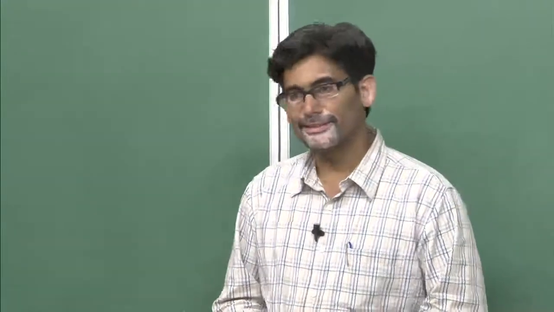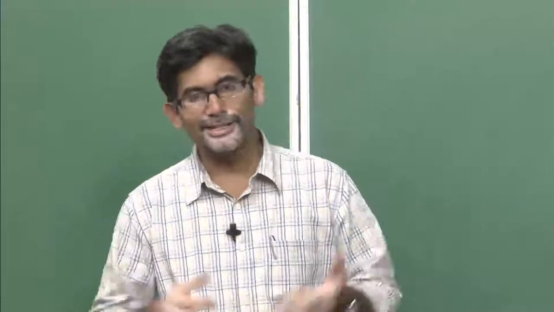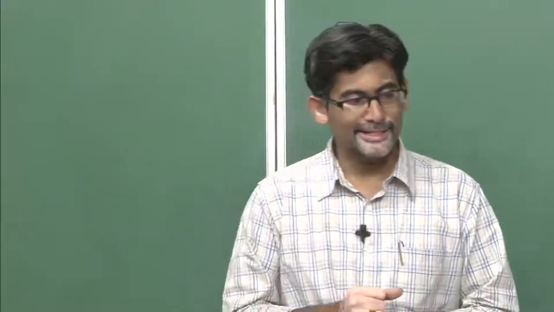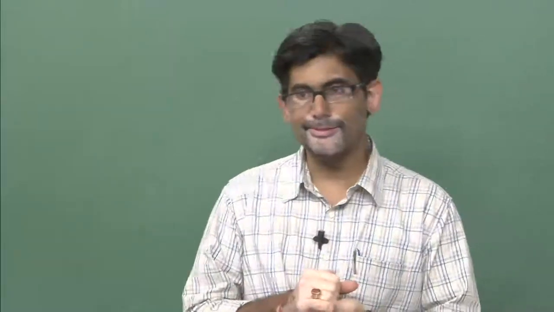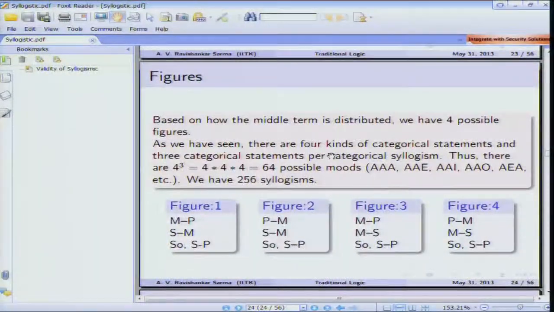To begin with, in the last class we discussed in detail how Aristotle classified various syllogisms into different kinds of figures. This can be explained like this. Based on how the middle term is distributed, Aristotle has classified various kinds of syllogisms into four different figures. In the first figure the middle term occupies the position of a subject in the first premise and a predicate in the second premise, whereas in figure number 2 it occupies the position of predicate in both premises.